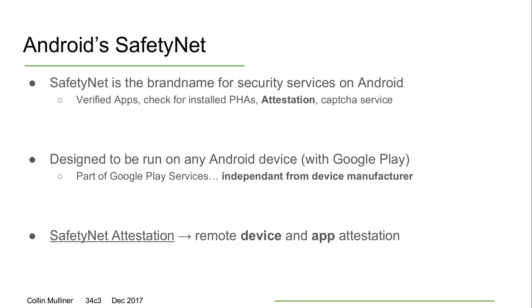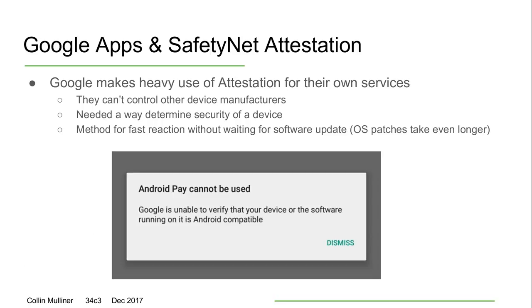And with attestation, you can do remote device and app attestation. And of course, Google also heavily uses their own APIs. For example, if you ever used Android Pay and saw this nice pop-up, that meant SafetyNet actually failed to validate or attest your device, or I guess the Android Pay app, and they said, oh yeah, you modified something.